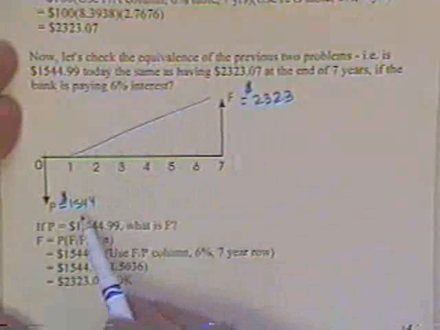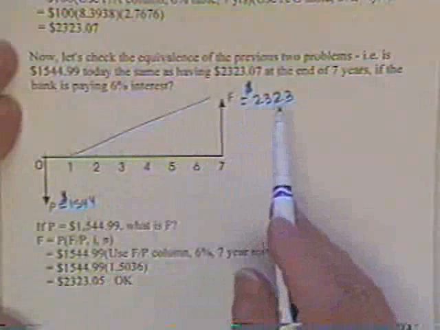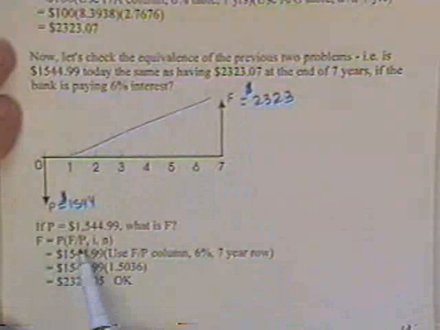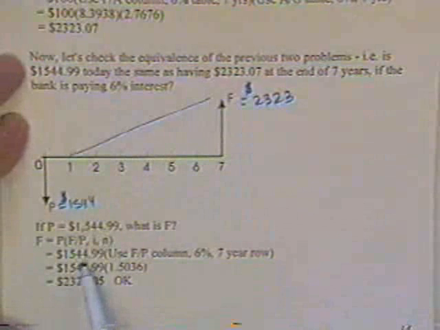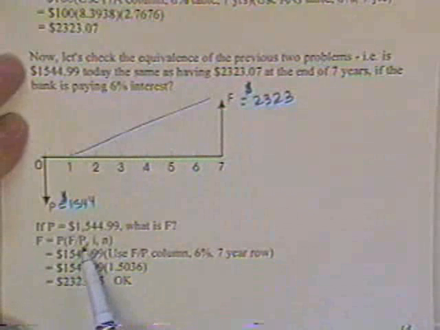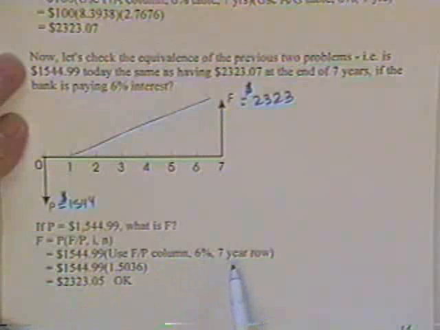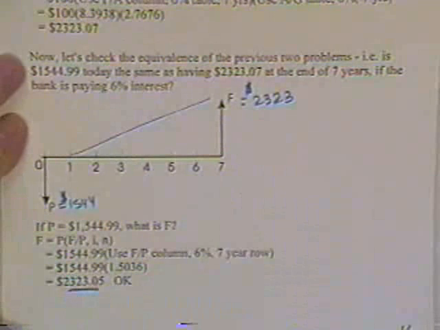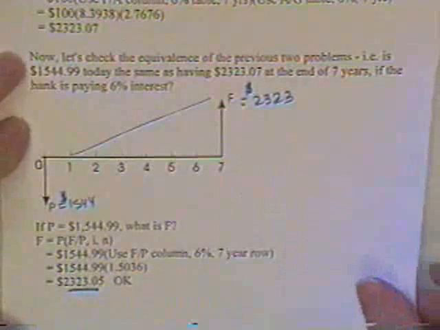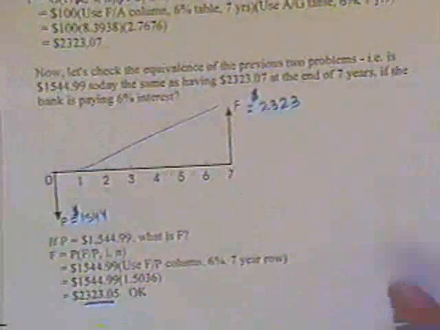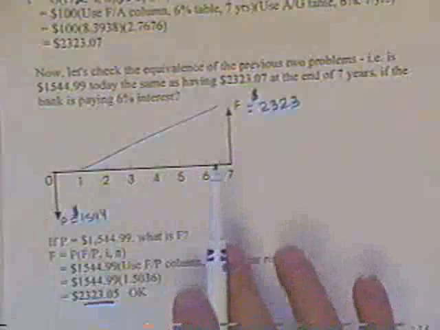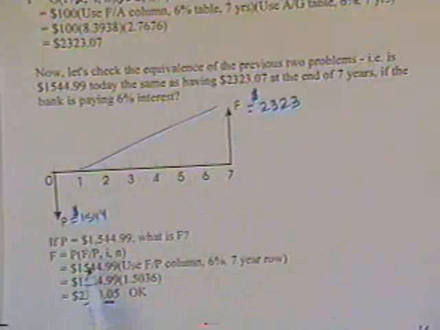So let's just see what the future value of this is and see if it comes out to this. If P is $1,544, you'd use the F over P column, 6% interest, 7-year row. You find the factor is 1.5036, and it does indeed give the same amount within reasonable accuracy. So all 3 of these cash flows are identical. Which would you like? I don't care.